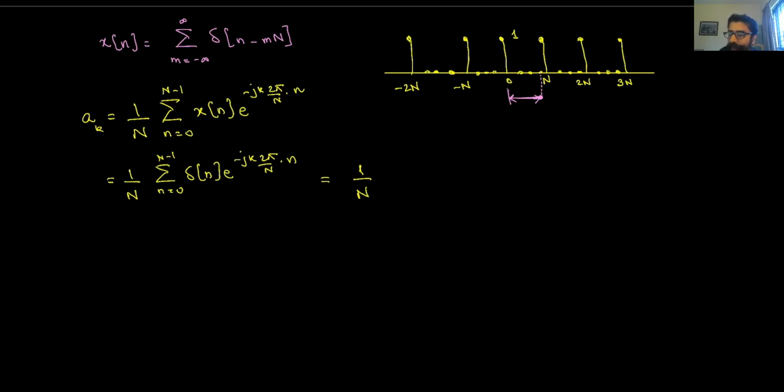So let me answer with the sampling property first. The sampling property says I can get this equal to 1 by N. I know for a fact that the thing inside the sum is equal to 1 only when n equals 0. So only the n equals 0 term survives, and all the other terms become 0. And the n equals 0 term is e raised to power 0, which is just 1. So this summation turns out to be equal to 1, which gives 1 by N.